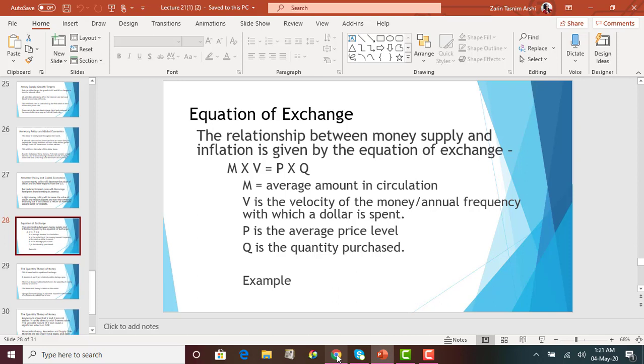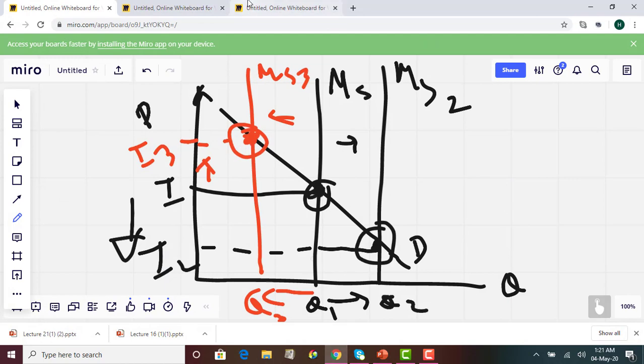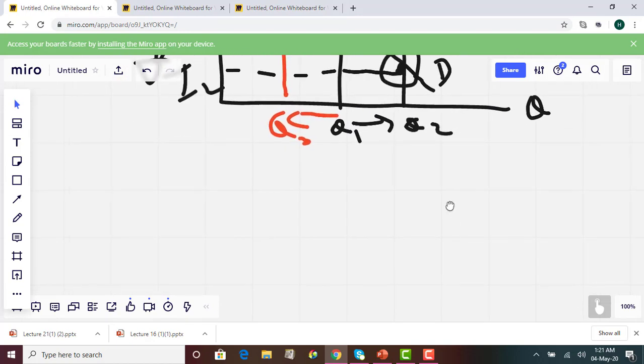V is the velocity, the number of times a dollar bill exchanges hands in a year. P is the average price level in the economy, and Q is the quantity purchased. So M times V equals P times Q, and this is known as the equation of exchange. I want to do an example of this, because there will be a problem like this in your MCQ or in your midterm exam, so make sure you understand this. So let me scroll down and do the example.